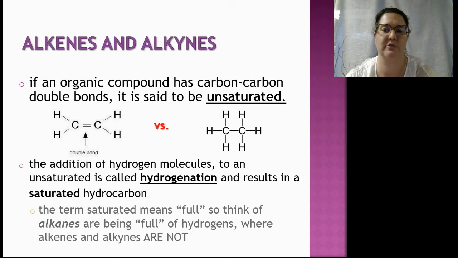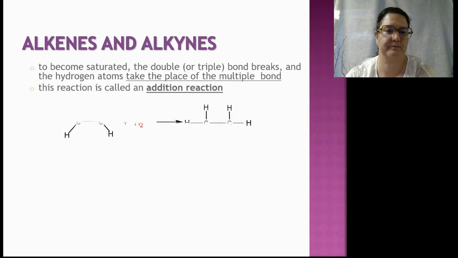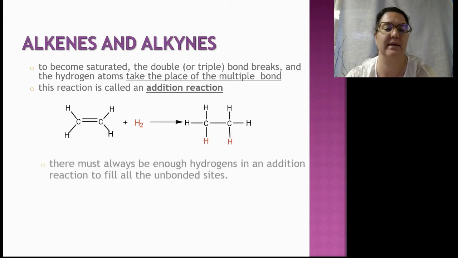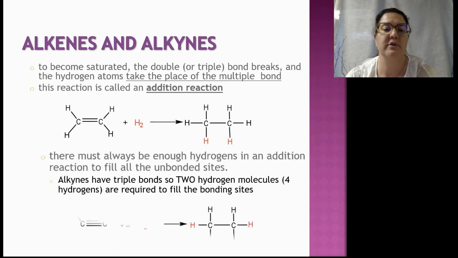Some of those carbons are double and triple bonded, and those bonds are taking the place of some hydrogens that could be added. To become saturated, the double or triple bonds must break, and the hydrogen atoms must take the place of that multiple bond in an addition reaction. So there always must be enough hydrogens in an addition reaction to fill the bond sites. Alkynes have triple bonds, so 2 hydrogen molecules or 4 hydrogens are required to fill the bonding sites.